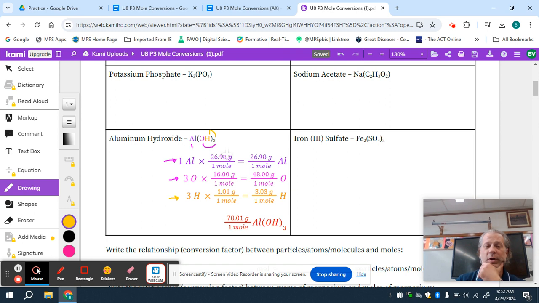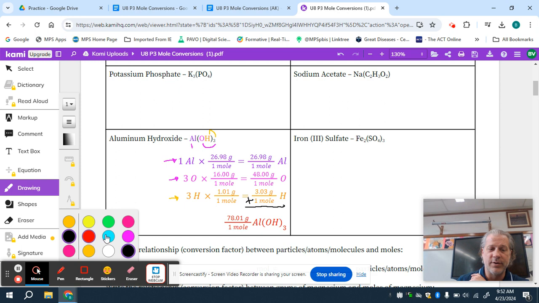I then went and located the masses on the periodic table for aluminum, oxygen, and hydrogen. I multiplied aluminum by 1, got 26.98. I multiplied oxygen 16 by 3, and I got 48.00. And I multiplied 3 hydrogens by 1.01 for the mass of hydrogen, and I got 3.03. I then simply added those things together, and I got the molar mass of 78.01 grams in 1 mole of Al(OH)3.